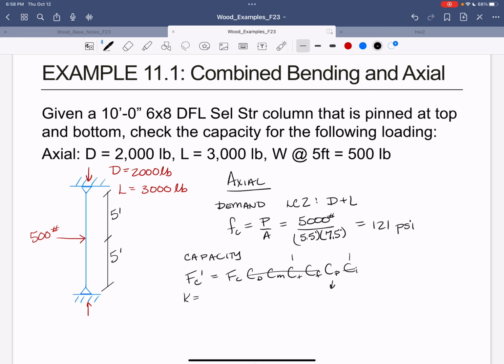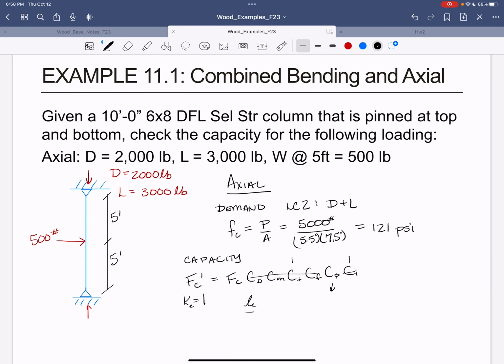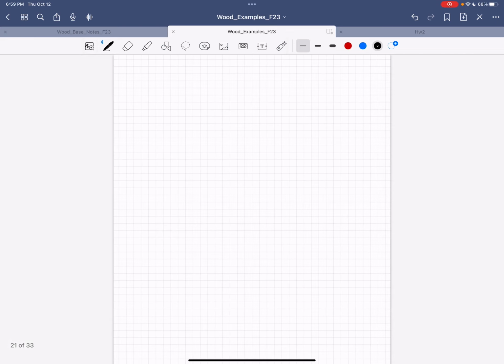So we know K equals 1, K effective equals 1. It's a pin. We don't have bracing in either direction. And then our effective length over D depth is K equals 1 times 10 feet times 12 inches per foot over D of 5.5 inches. And that gives us 21.8 as an L over D, and remember we use that number, but we also have to check that it's less than 50, and that part's okay.